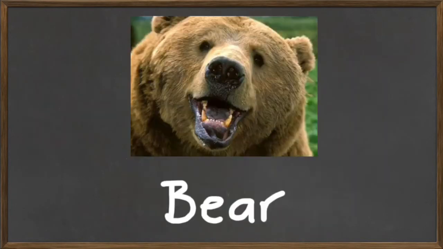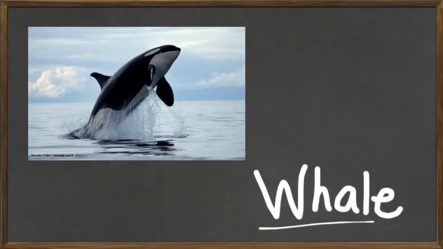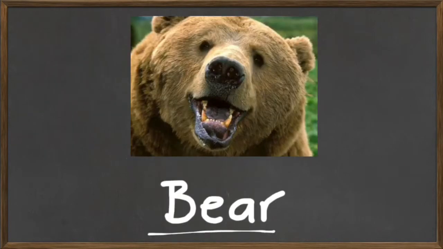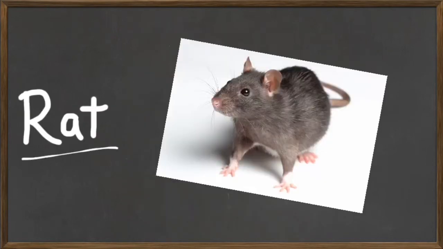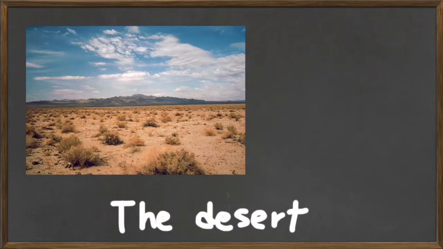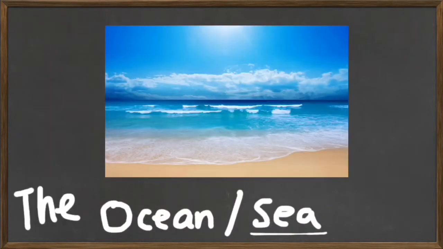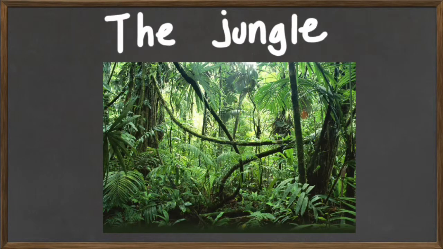Let's go over them one more time before we move on. So we have fox, whale, bear, camel, rat, natural areas, the forest, the desert, the ocean or the sea, the city, and the jungle.